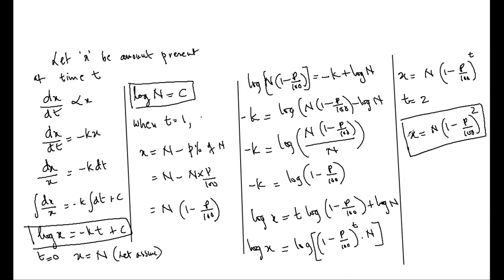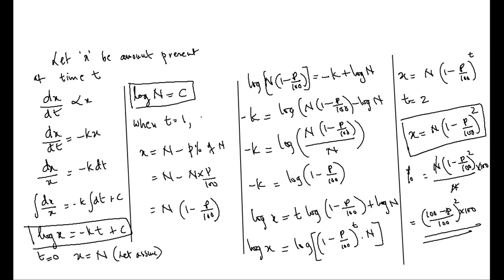So the amount of radium present will be this much. In terms of percentage, how much will it be? Originally n was there. This is the present amount. So the percentage would be n into 1 minus p by 100, the whole square, upon n, into 100. So n will get cancelled. So this will become 100 minus p upon 100, the whole square, into 100. That will be the percentage.